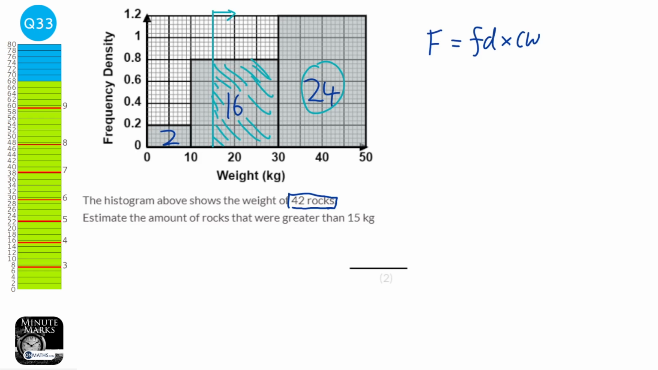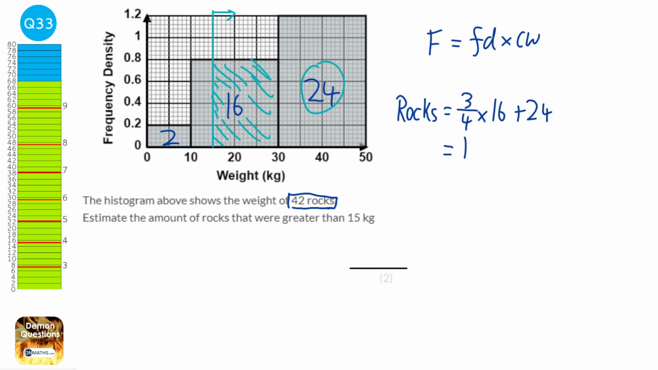So the amount we're looking for, so rocks, is going to be 3/4 of the 16 plus the 24. So the 3/4 of the 16 will be 12 plus the 24, which will be 36.